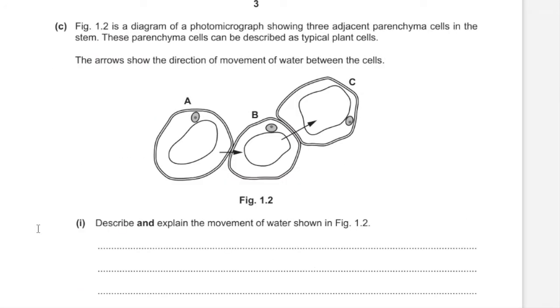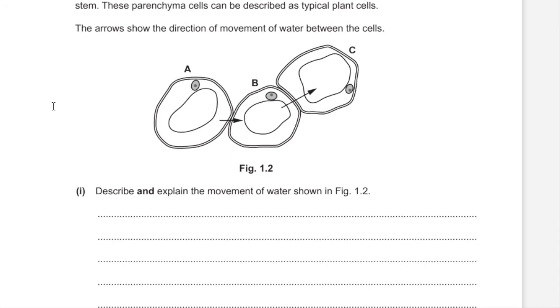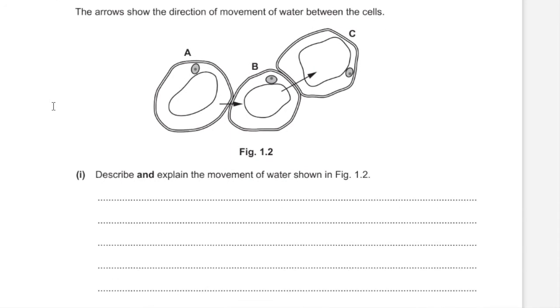C. Figure 1.2 is a diagram of a photomicrograph showing 3 adjacent parenchyma cells in the stem. The parenchyma cells can be described as typical plant cells, so they would have all the structures within a plant cell. The arrows show the diagram of movement of water between the cells. 1. Describe and explain the movement of water shown in figure 1.2.